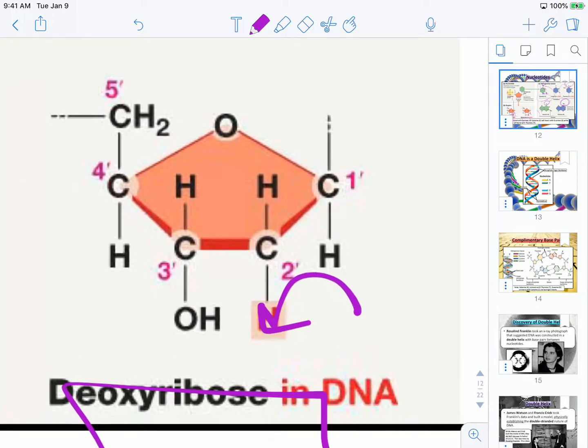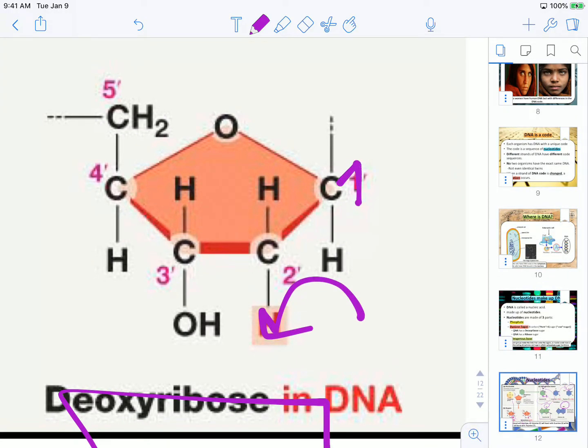Now here's the big deal. It's a 5-carbon sugar: carbon 1 here, 2 here, 3 here, 4 here, and 5's hanging off the top left side because this is an oxygen.